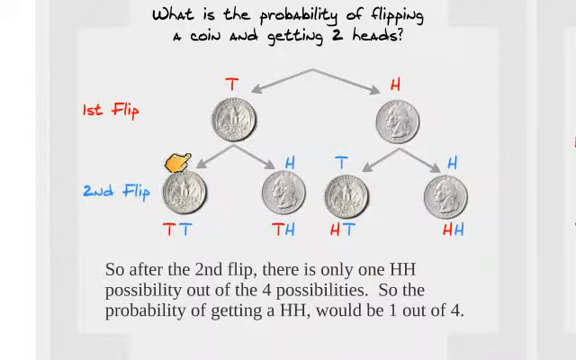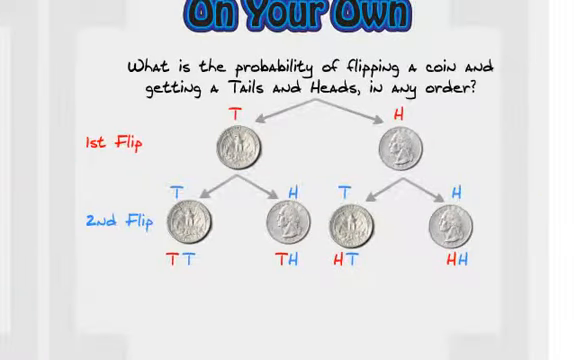So this is actually a visual way for us to represent the probability, where there's 1 out of 2 possibilities here, and then there's a 1 out of 2 possibility here, multiplying 1/2 times 1/2 gives us 1 out of 4. Same thing. All right, why don't you do this one on your own?